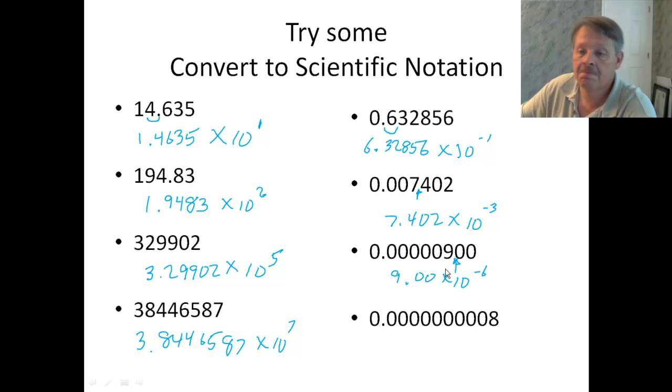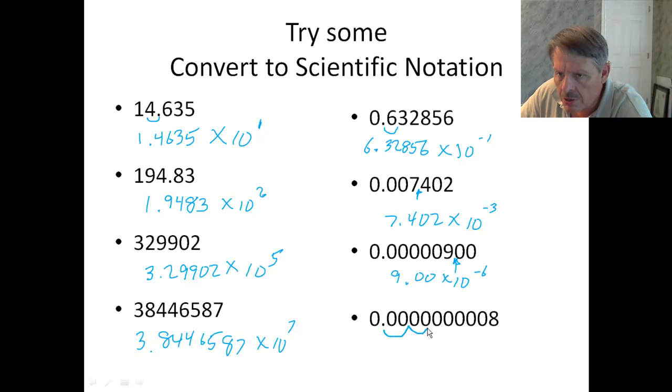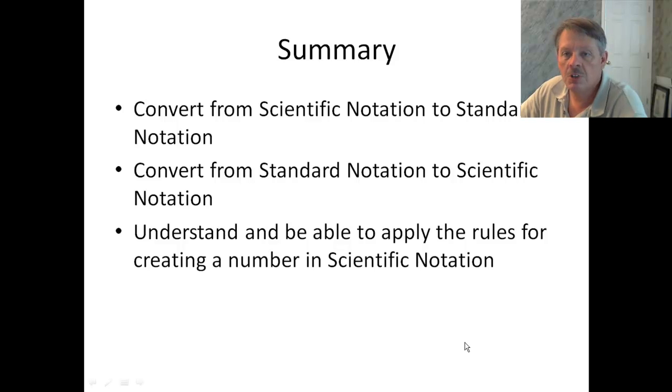Okay. All right, and here we have to move this thing a bunch of positions. Where am I? All right, there's 2, there's 4, there's 6, there's 8, there's 10. So this is 8 times 10 to the minus 10. So that's a small number. So folks, you need to be able to convert from scientific notation to standard, standard back to scientific, and you need to be able to understand and apply the rules for creating a number in scientific notation.